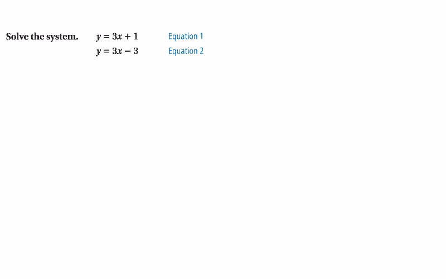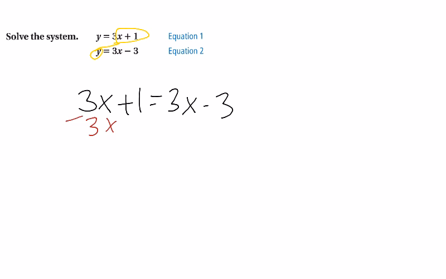In order to solve this, we can use the substitution method. So I can take 3x plus 1, this expression, and substitute it in for the y. We should now have 3x plus 1 is equal to 3x minus 3. When we're solving systems using substitution, let's go ahead and isolate the x. So we're going to subtract 3x from both sides, and that's going to give us 1 is equal to negative 3.